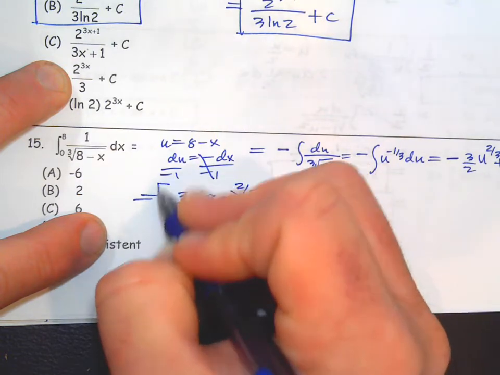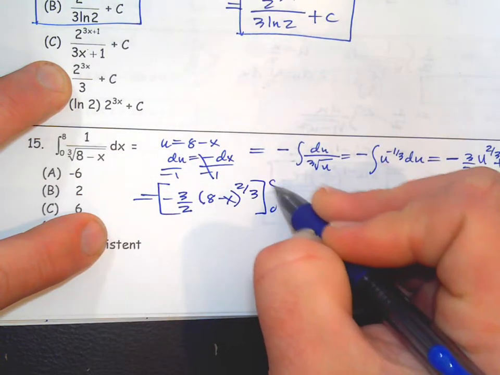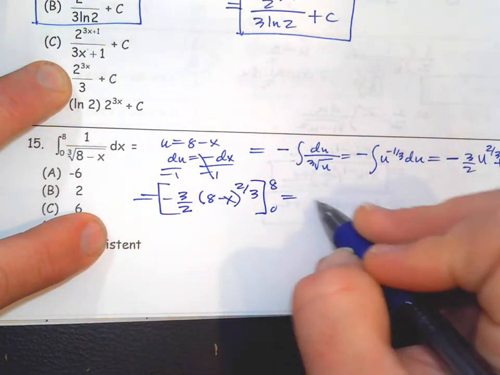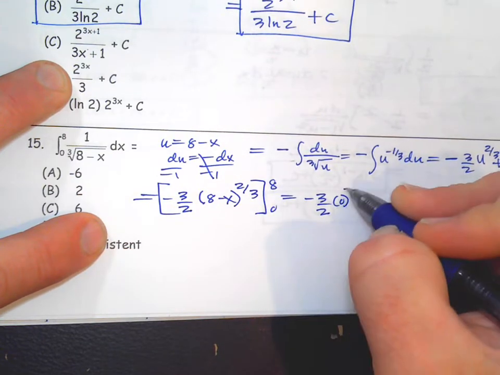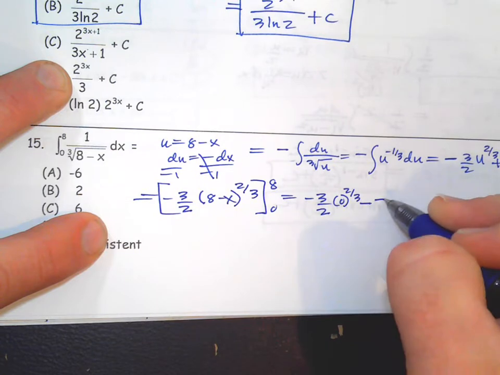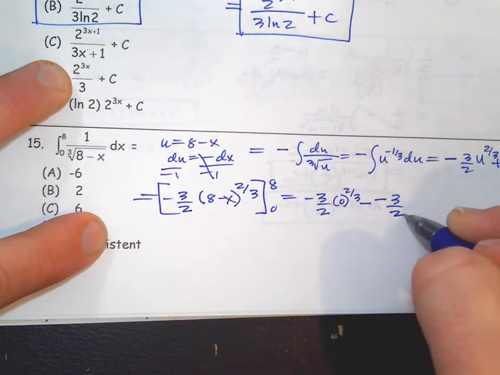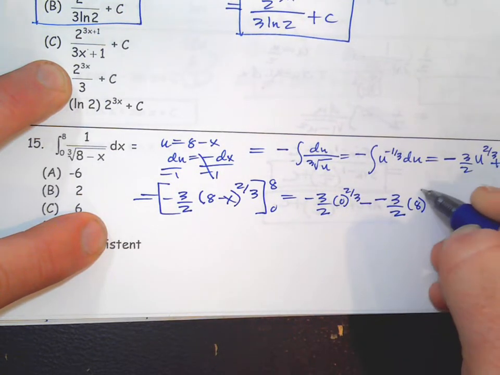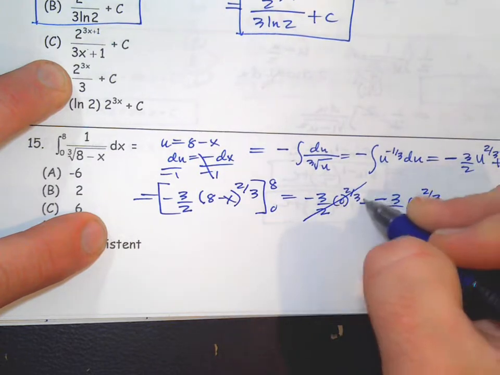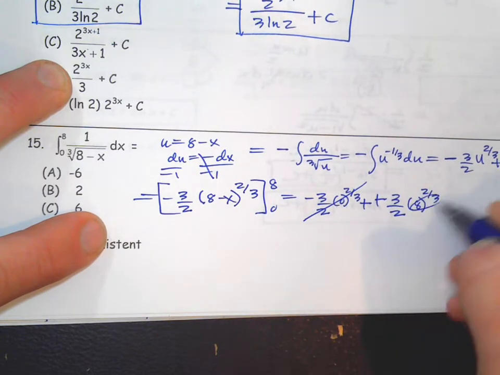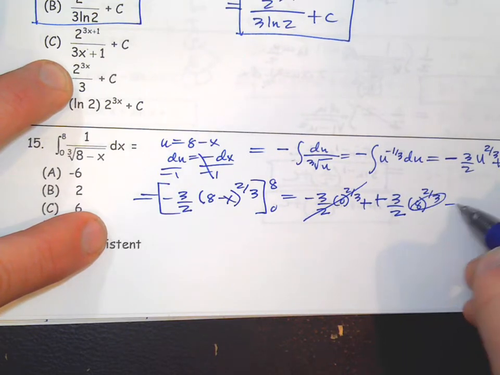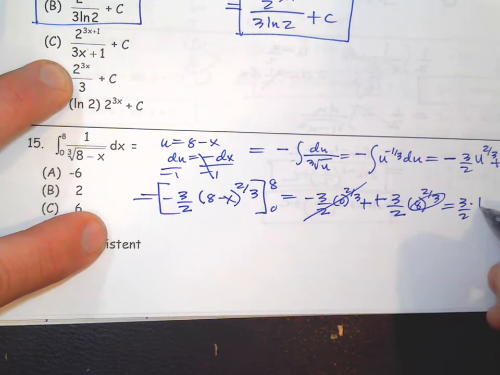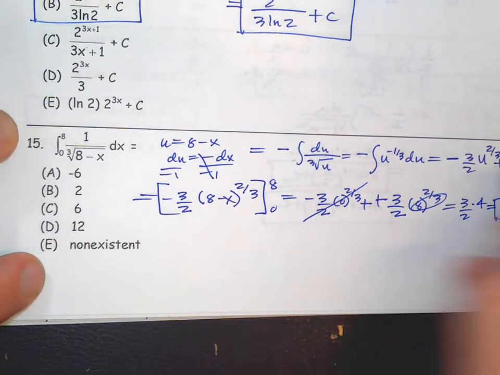And this is a definite integral, so we're going to actually plug the limits in. So negative 3/2, if you plug 8 in, you get 0 to the 2/3, minus negative 3/2. Plug in 0, you get 8 to the 2/3. That goes away. That becomes positive now. I do the cube root of 8 first, which is 2, squared is 4. So that's the same thing as 4. So the final answer is going to be 6.